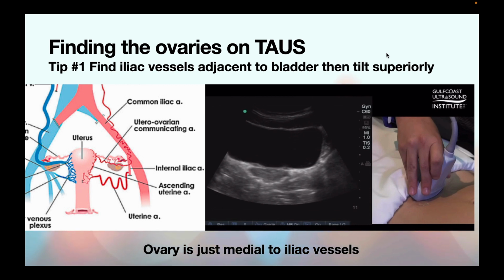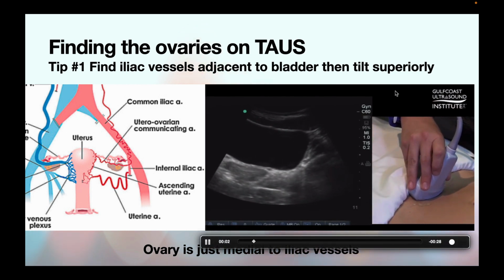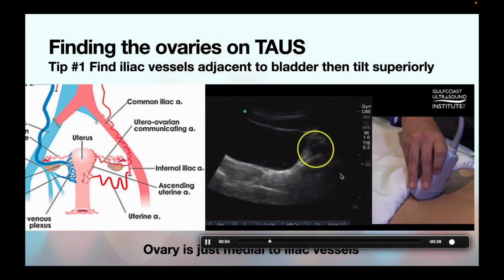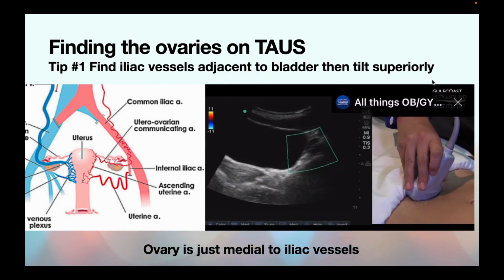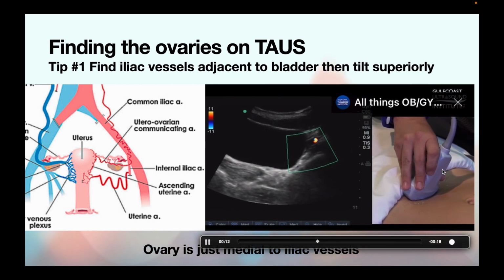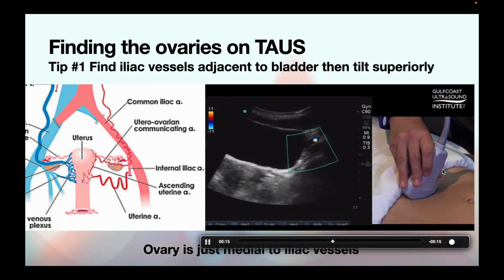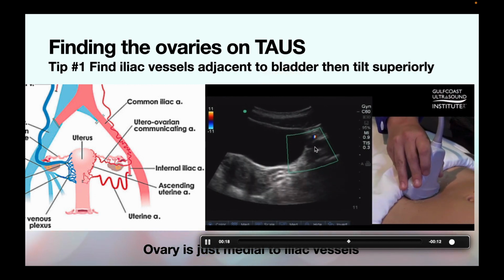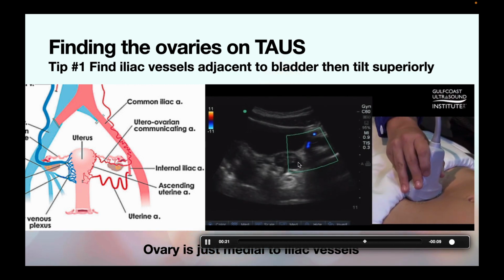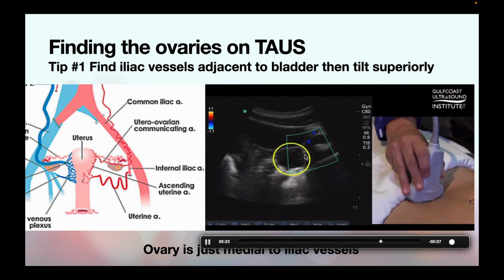How do you find the ovaries on transabdominal ultrasound? So you start at the bladder, and as you tilt more superiorly, you'll start to see the fundus of the uterus, and the ovaries are medial to the iliac vessel. So on ultrasound, you'll want to identify the iliac vessels here. You'll want to confirm that with color Doppler, and when you see that, you just want to fan a little bit more anteriorly or superiorly, and you'll see the vessels dive down here. As you dive down, you'll start to see the ovary just medial to the vessels.